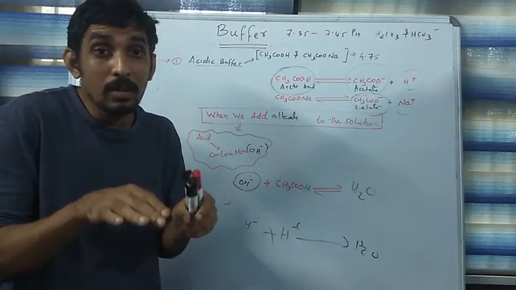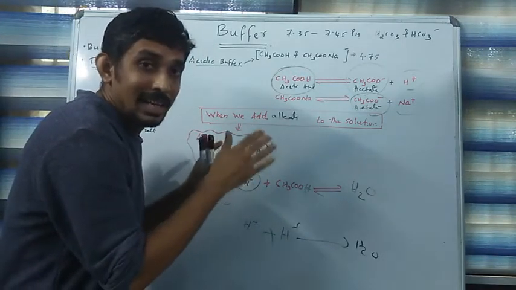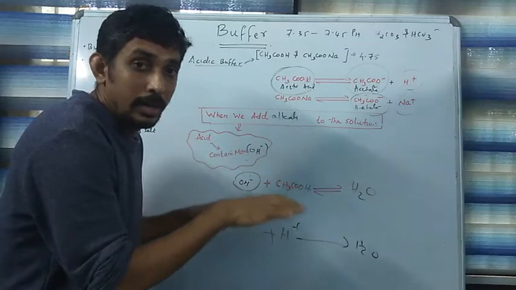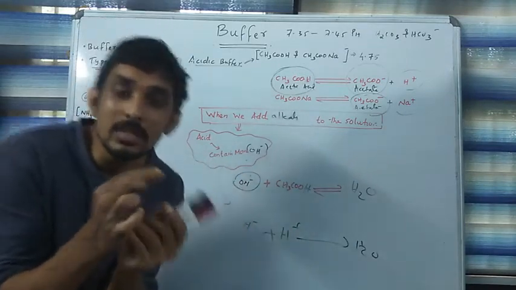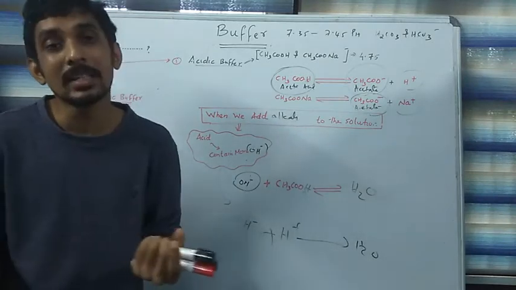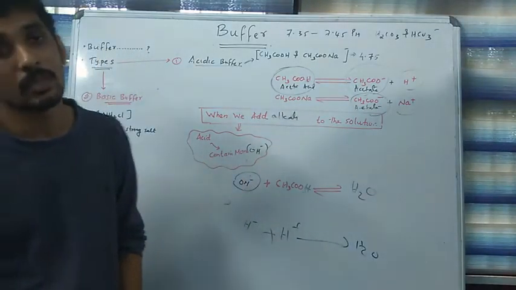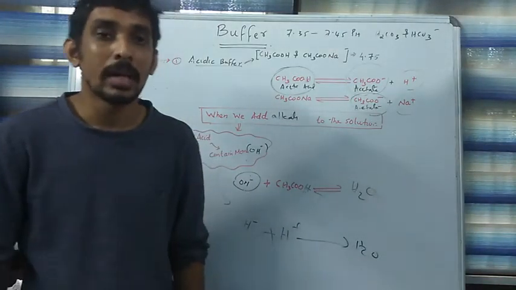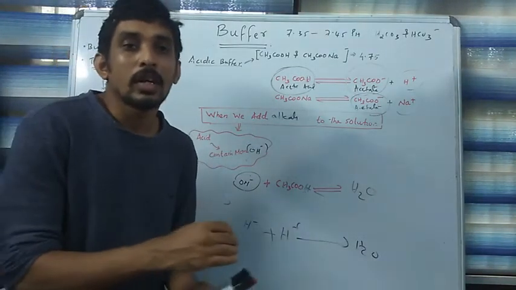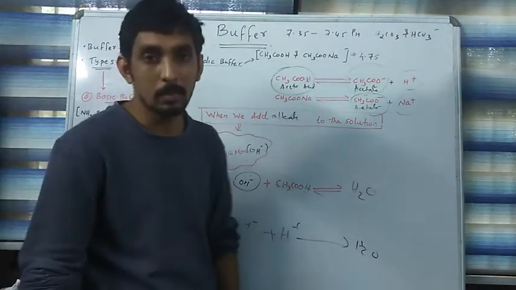But the main fact is that even though we are saying that the buffer can maintain a constant pH, there will be a slight change. A very slight change can happen even though the buffer system is present in a given solution. That is not a big change. That's why we say that a buffer maintains a constant pH.